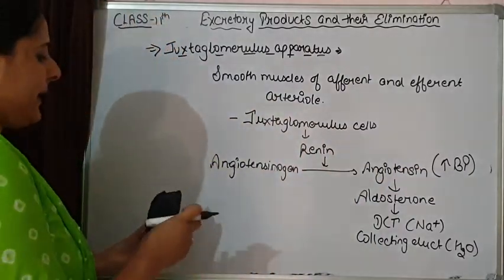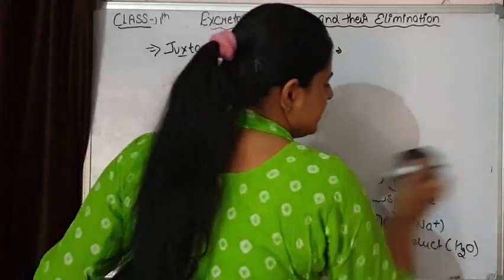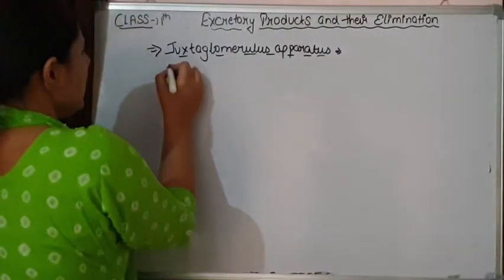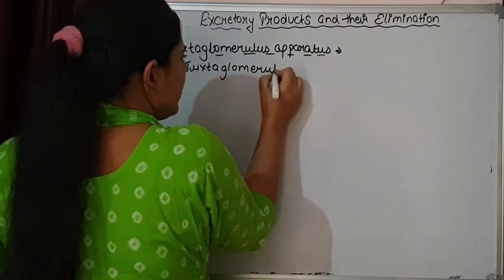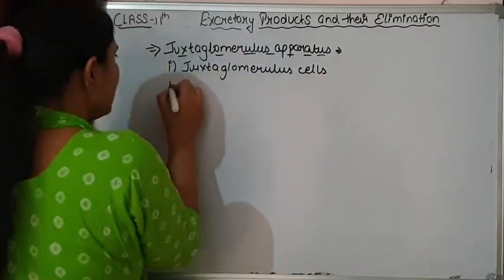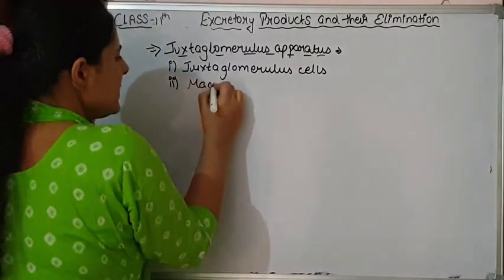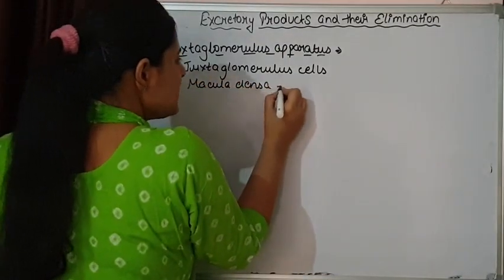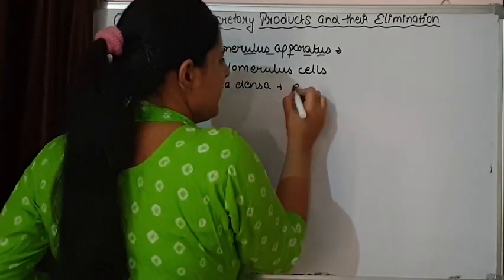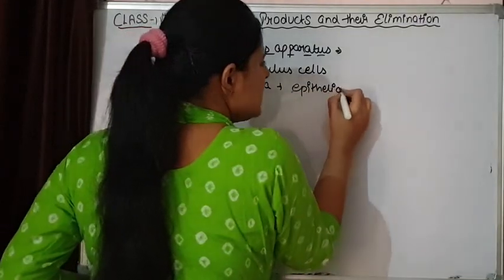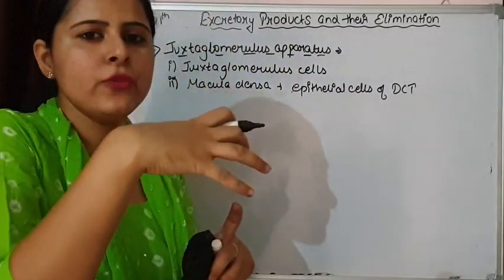The second component is macula densa. The first component is juxtaglomerular cells that are formed by the smooth muscles of afferent and efferent arteriole. The second one is macula densa. These macula densa are formed by the epithelium of the DCT. Epithelial cells of the DCT. See, the nephron is present in coiled form.